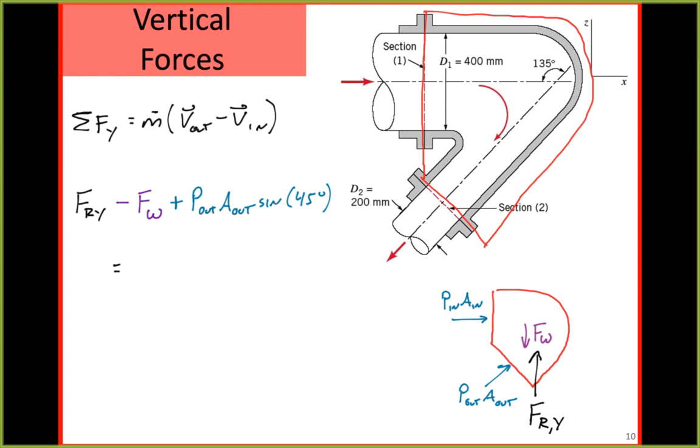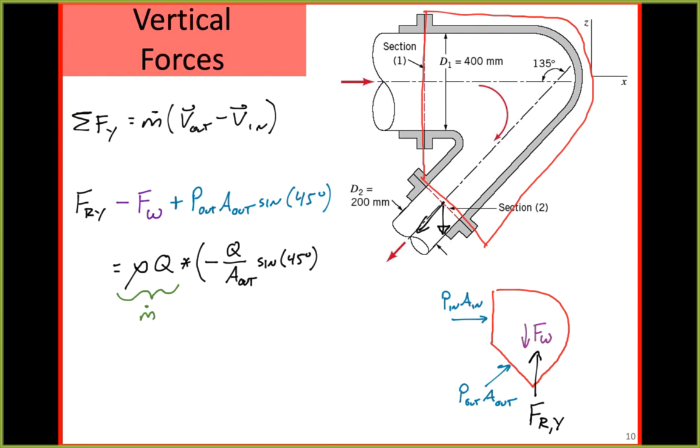Our right-hand side then, mass rate, again, I'm going to write it as density times Q. So that's my mass rate. All right, V out. Is that in the positive or negative direction in terms of Y? Negative, right? So it's coming out, so the vertical component is directed down. So minus Q over A out. And again, we're going to throw the sine of 45 degrees on there to do the trigonometry, just to get the vertical component.